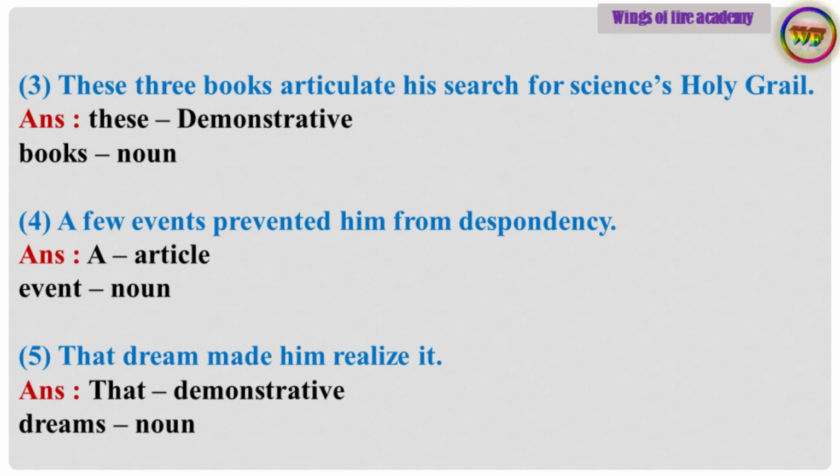Sub-question 4. A few events prevented him from despondency. Answer. A, article. Event, noun. Sub-question 5. That dream made him realize it. Answer. That, demonstrative. Dream, noun.